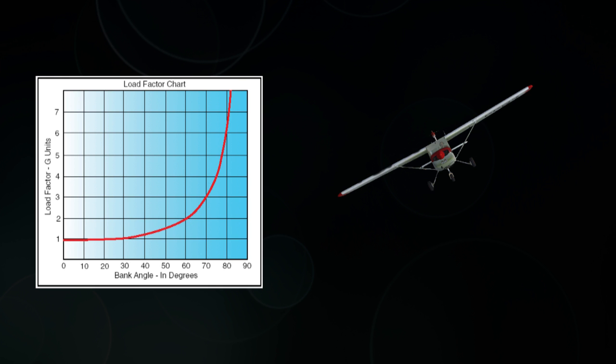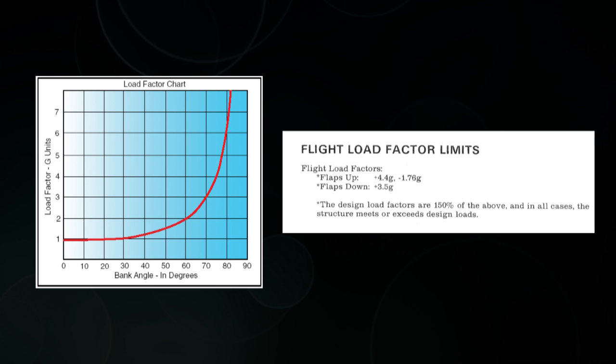Now, most airplanes do have load limitations, and you can find that in the beginning of the Pilot Operating Handbook. And for a Cessna 152, for example, it's plus 4.4 g's and minus 1.76 g's.